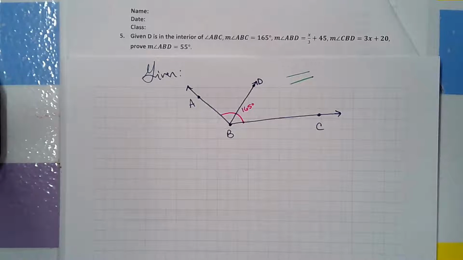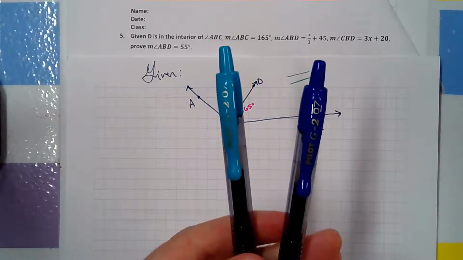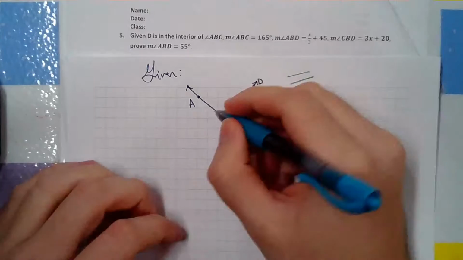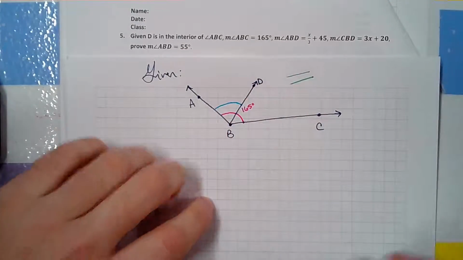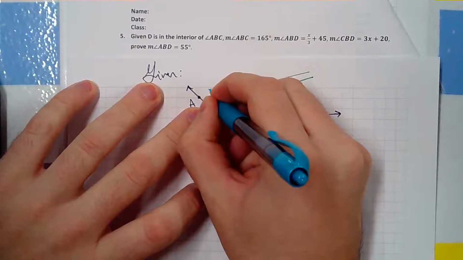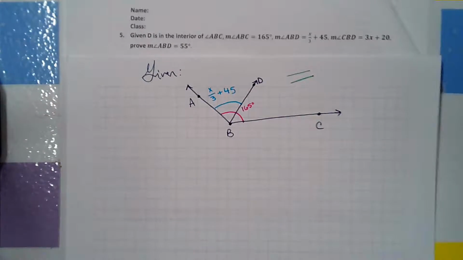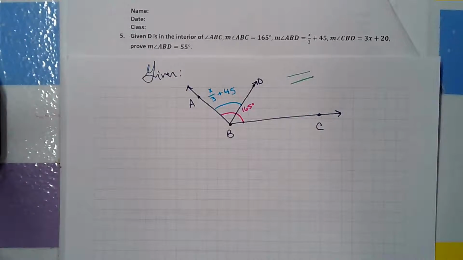All right, so what color would you like angle ABD to be? Blue. Okay, well, we have choices. The lighter one, okay. ABD is this angle. And they say that ABD is x over 3 plus 45. Okay, that's cool. What about CBD?